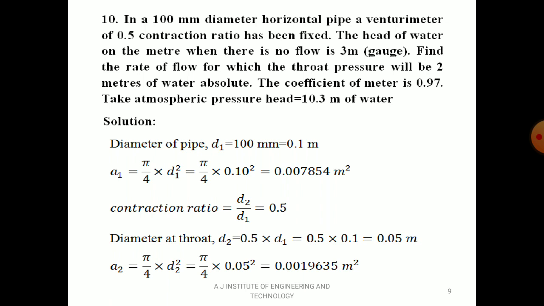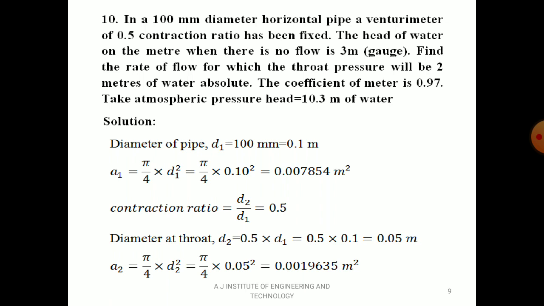So there is a horizontal pipe. This problem is related to a horizontal venturimeter. Horizontal pipe with an inlet diameter of 100 mm, and a contraction ratio of 0.5 has been fixed. So what is contraction ratio? Contraction means smaller value divided by larger value. Smaller diameter divided by larger diameter is equal to the contraction ratio. What is the smaller diameter here? Throat diameter is always the smaller value. D2 by D1 equal to 0.5. That is the contraction ratio.